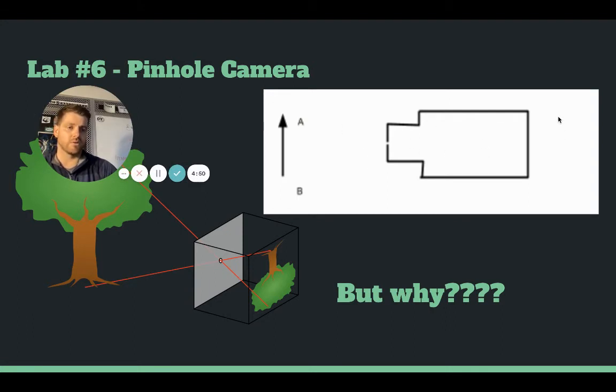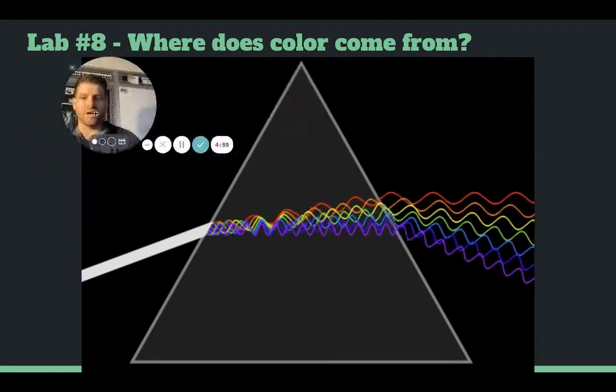So we would see the arrow as upside down, because of the way the light would enter into the pinhole camera. Now let's talk about color and where it comes from.